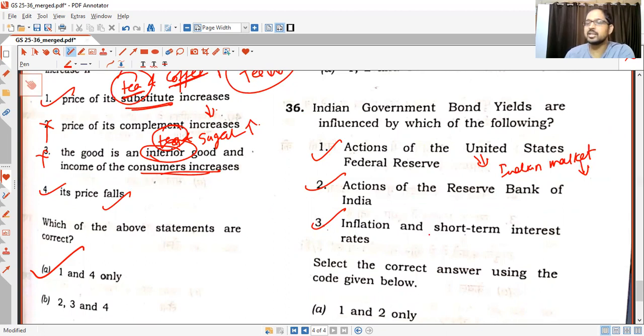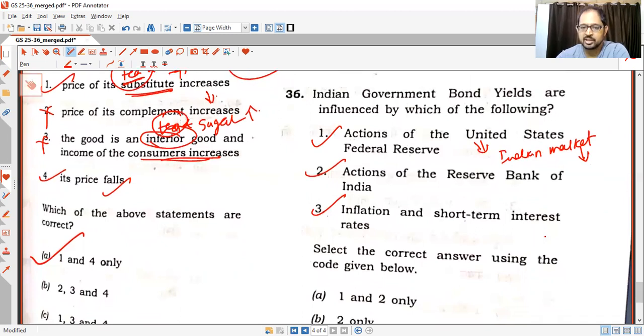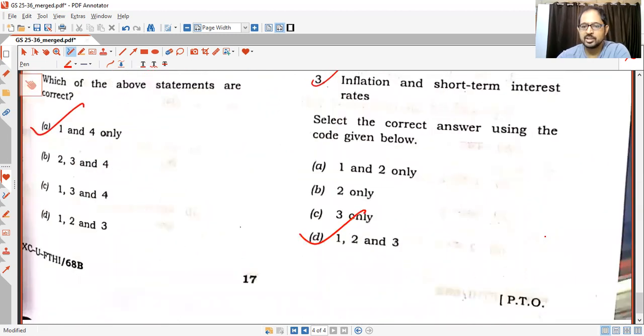Actions of RBI, definitely, will have an impact on bond yield in India, and so will inflation and short-term interest rate. All the three will have an impact on government bond yields in India. So the answer will be D.